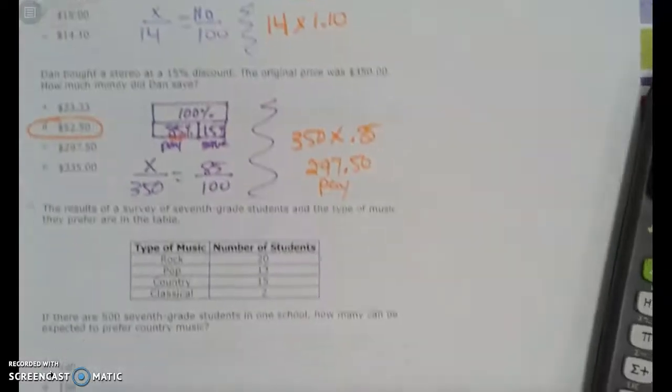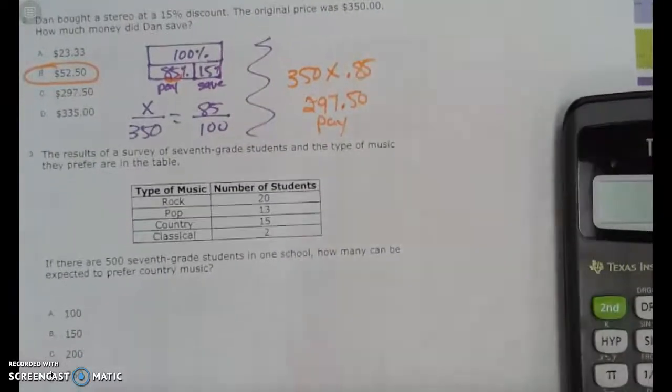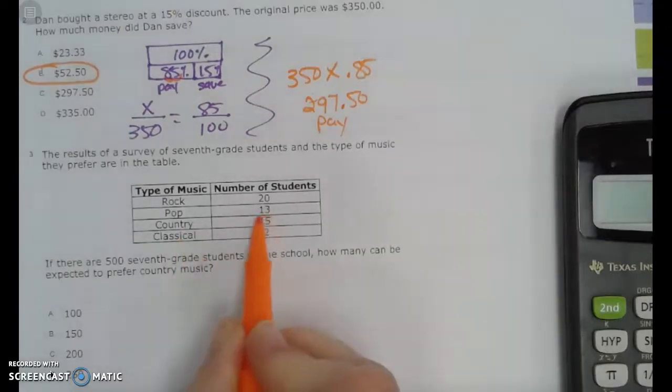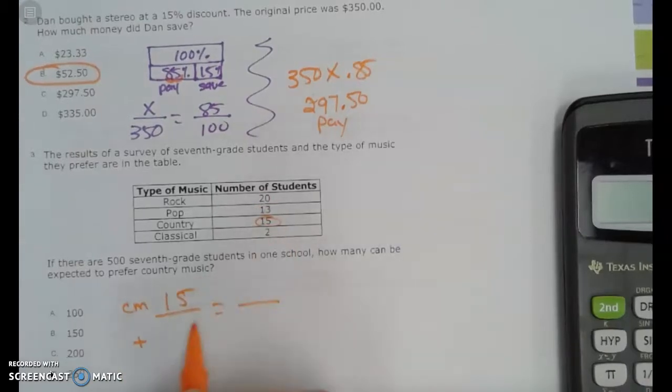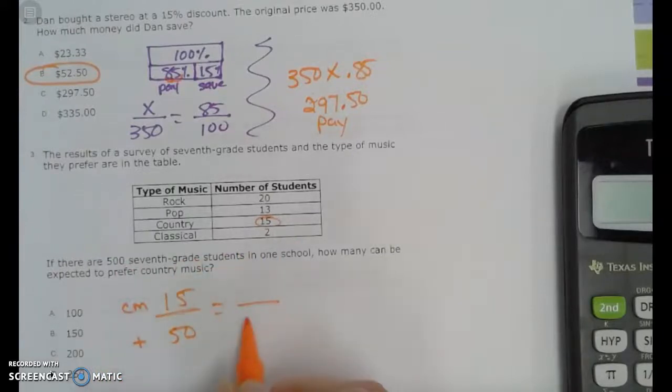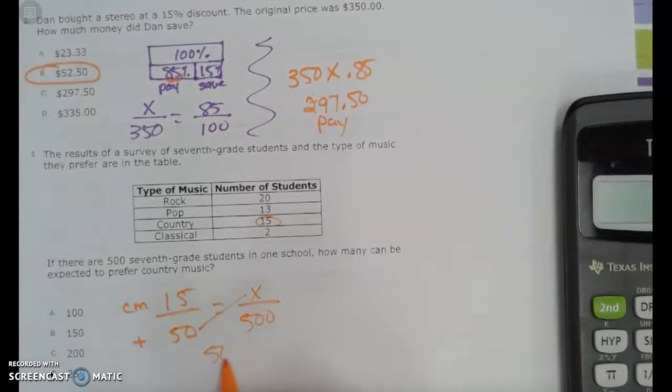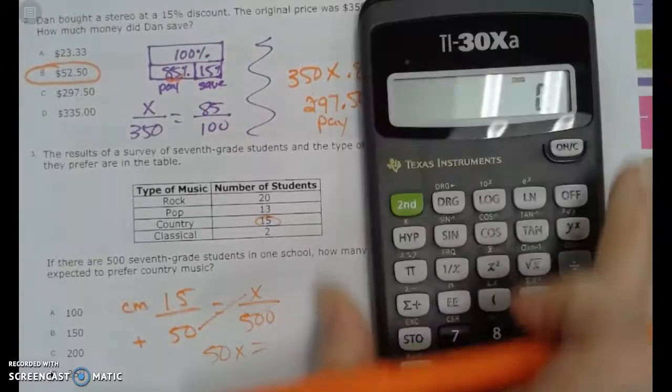Now we got the results from a survey of 7th graders in that box. It says, if we ask 500 7th graders in one school, how many would you expect to prefer country music? Well, if we look at country music, it's 15. So 15, and like we did yesterday, I'm talking about country music over the total. And the total in this box, if you add them all up, is 50. And this is asking what if we had a total of 500. So 500 is going to go here, and then we have x. So we get 50x equals 15 times 500.